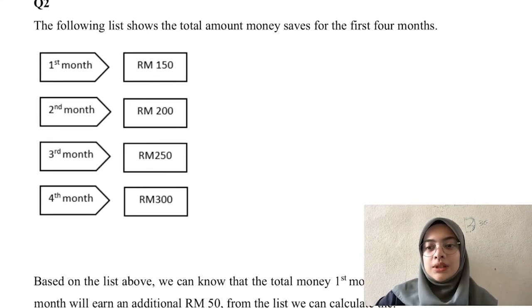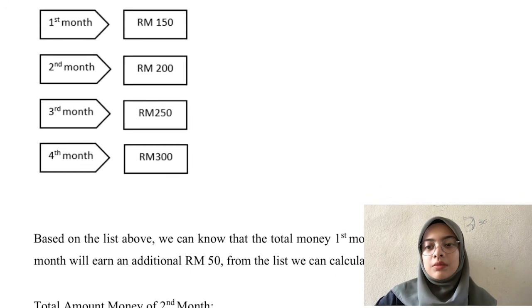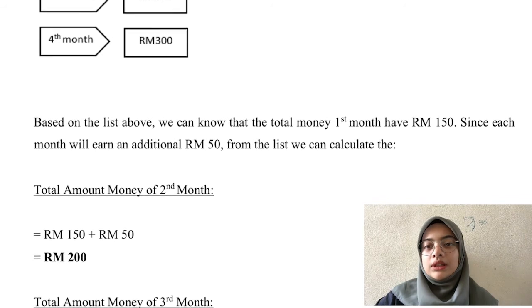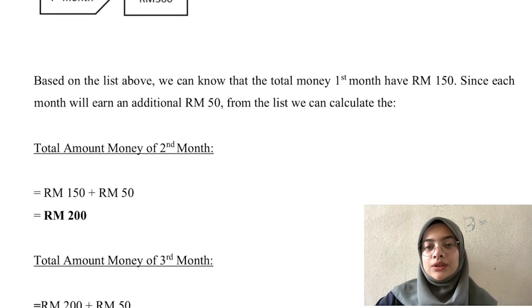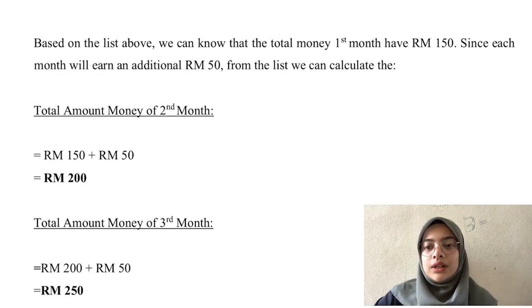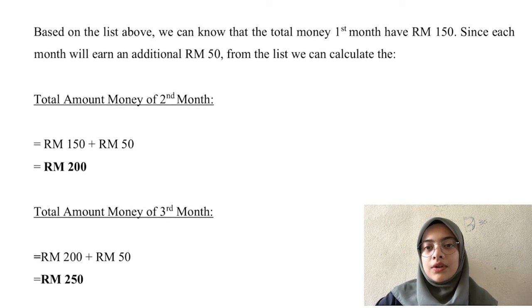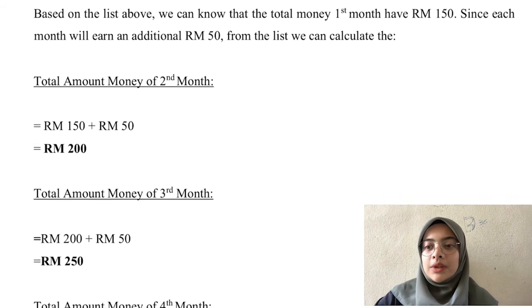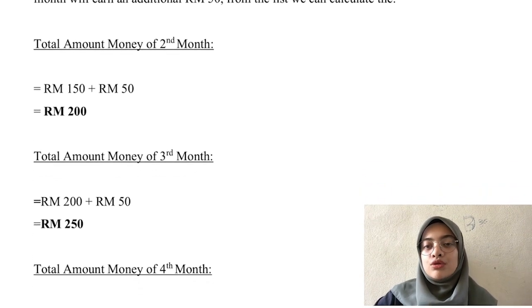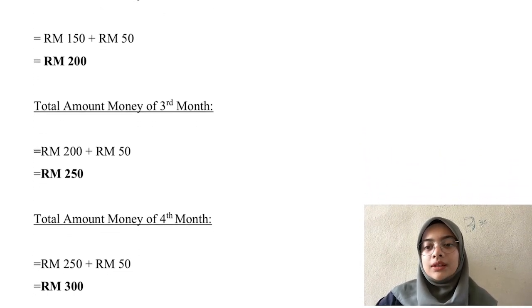The following list shows the total amount of money saved for the first 4 months. First month, 150 ringgit, second month, 200 ringgit, third month, 250 ringgit, and fourth month, 300 ringgit. Based on the list above, we can know that the total money for the first month is 150 ringgit. Since each month will earn an additional 50 ringgit, from the list we can calculate the total amount of money for the second month is 200, third month 250 ringgit, fourth month 300 ringgit.